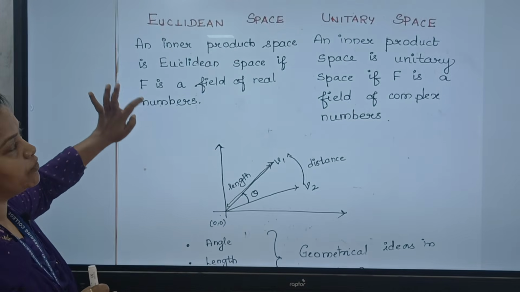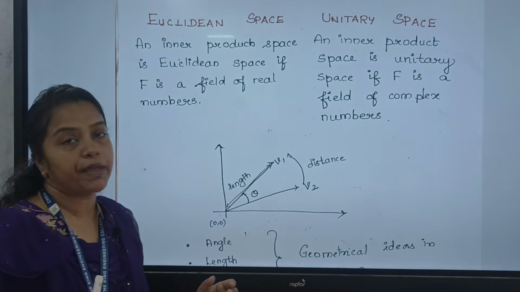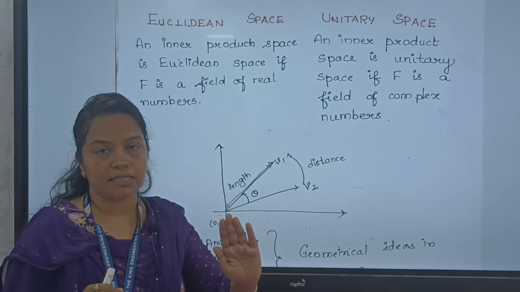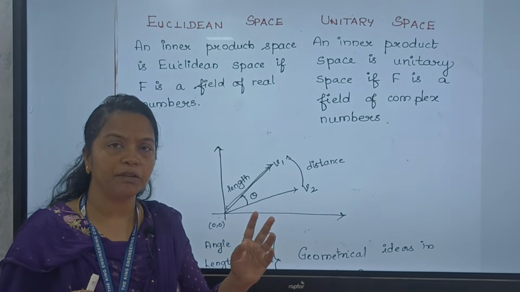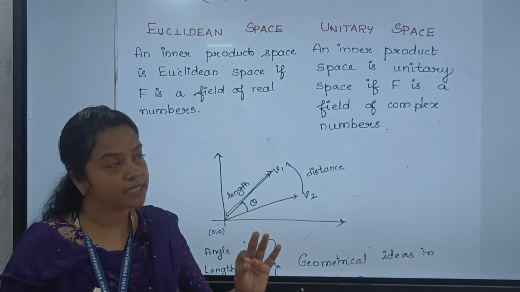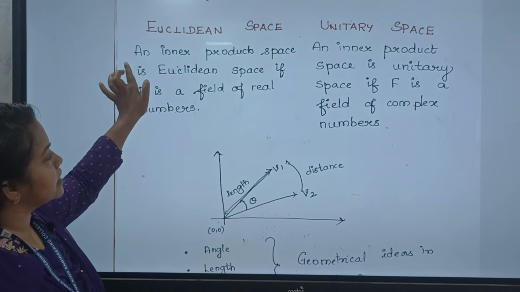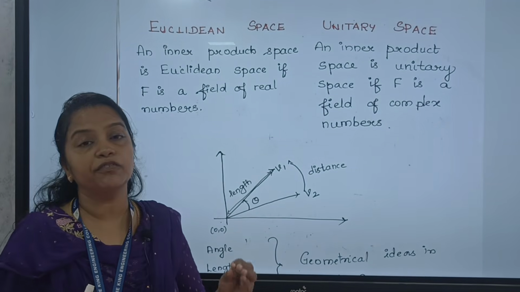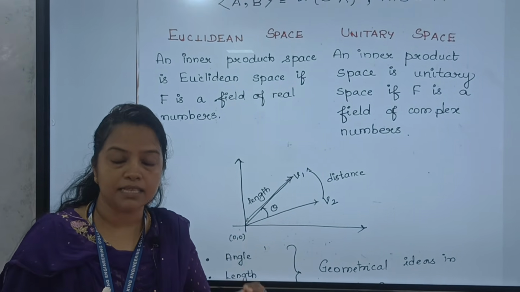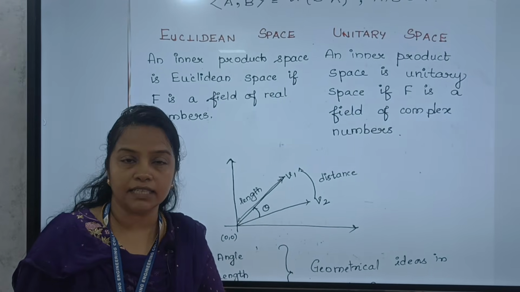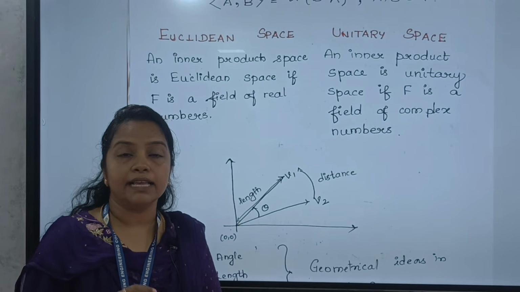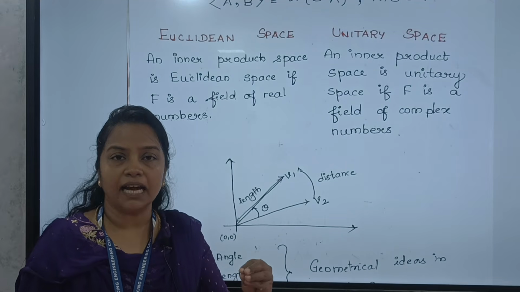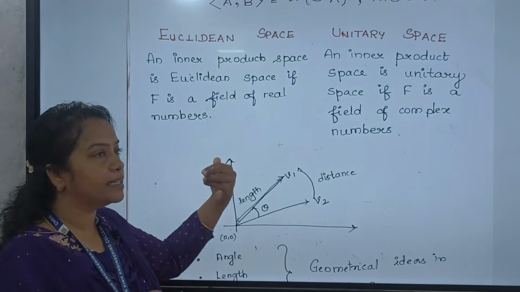So next we are going to see about the two spaces, that is Euclidean space and unitary space. There is a slight difference between these two spaces. An inner product space is Euclidean if the field, that is the scalars that we are considering from a field, is the real numbers. Then we say it is a Euclidean space.